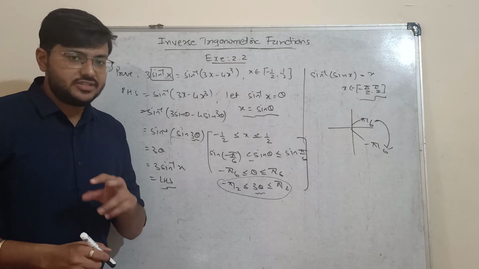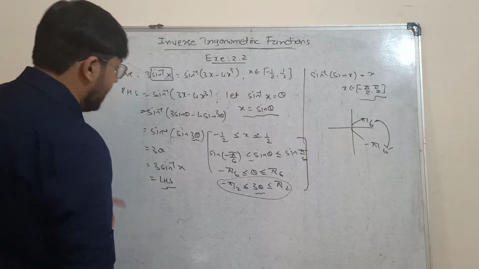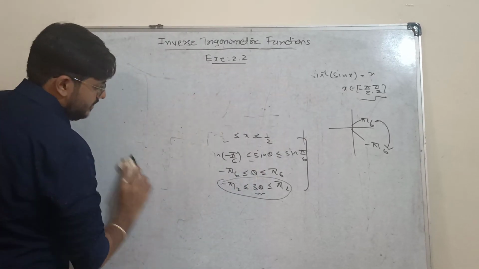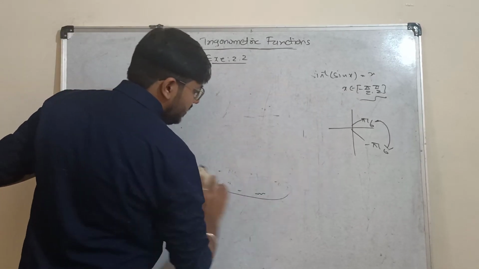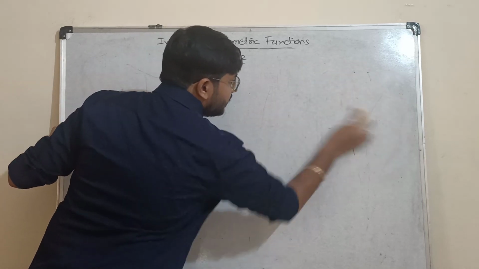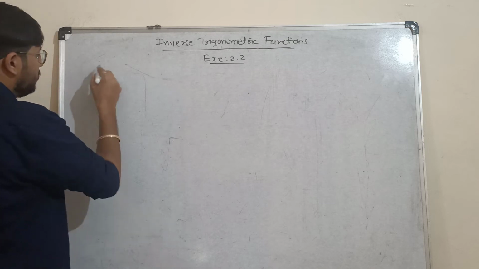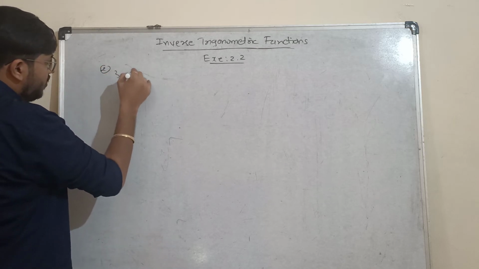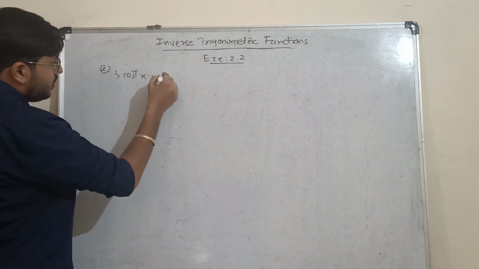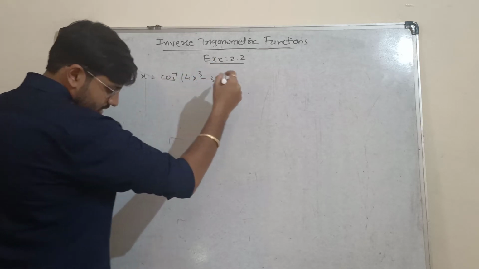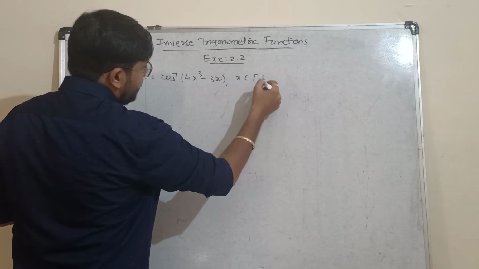Okay. So hope you understand this point, because the similar case we have in the second question. So now you can again use the similar method. In number 2 we have to prove 3 cos inverse x equals cos inverse (4x cube minus 3x) for x belongs to [1/2, 1].